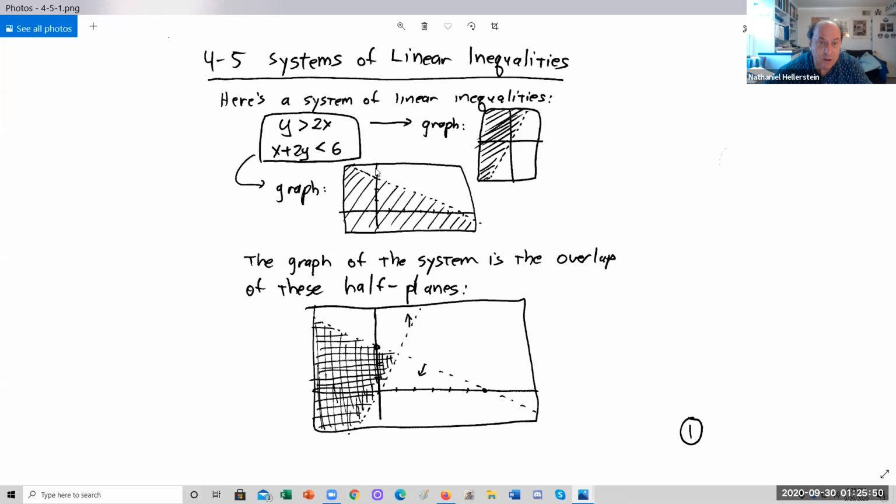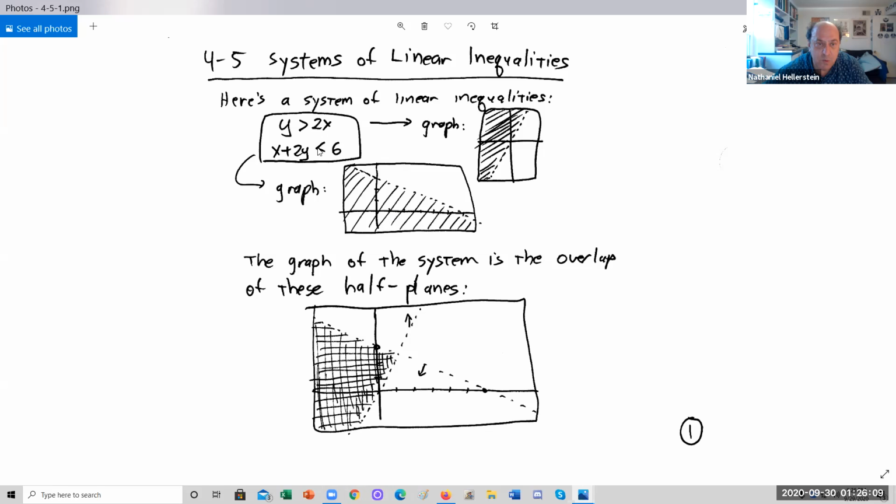Here, y greater than 2x. Well, the boundary line is the y equals 2x line, and y greater than means it's everything above, but not including the line. x plus 2y is less than 6. This graphs to this half plane, with this boundary line and this half of the plane colored in.